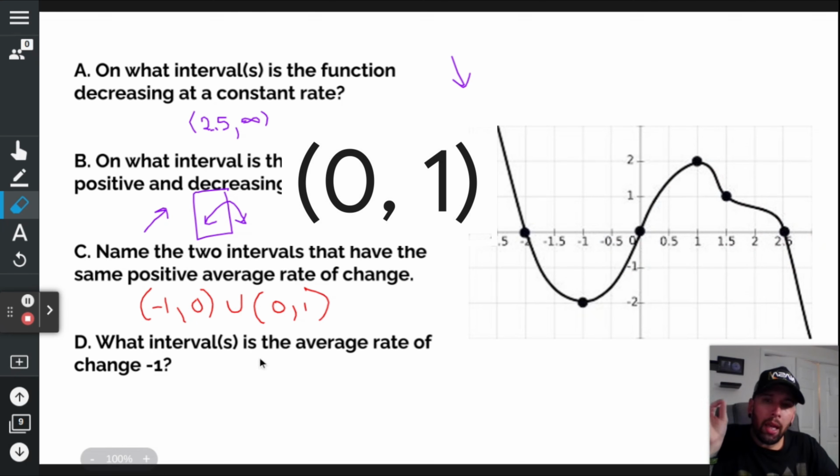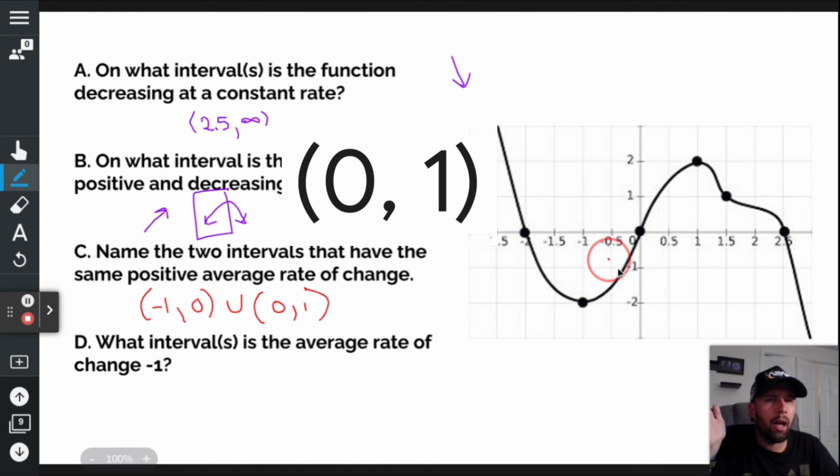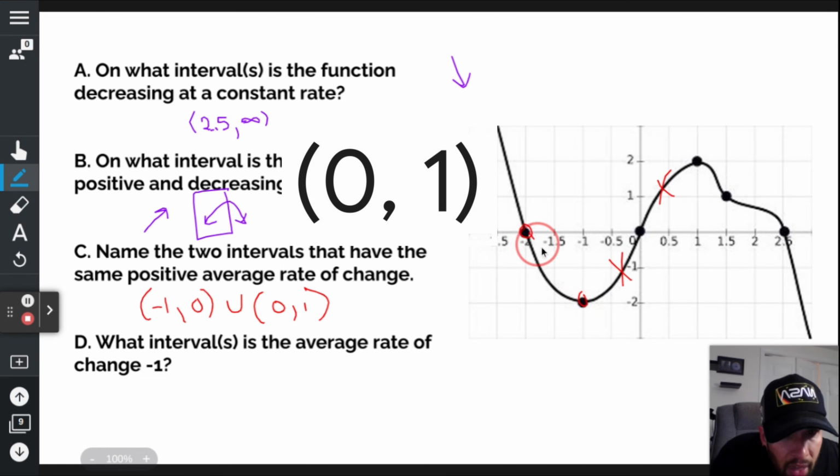What intervals is the average rate of change -1? All right, so we have a negative average rate of change. So I can't tell, maybe you're positive, maybe, can't tell. All right, so I have 3 options here. If I were to connect this dot to this dot, that looks like it should be it because you go down 2 units, right 2 units.